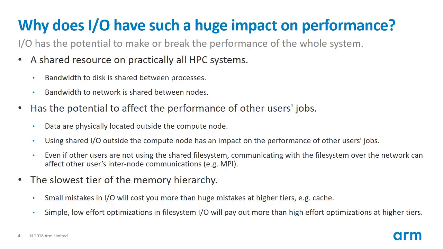Also, file system I/O occurs at the slowest tier of the memory hierarchy, which is logarithmic. So small mistakes at this tier are orders of magnitude more expensive than mistakes at higher tiers. But this also means that a very low effort optimization can have an enormous payoff.